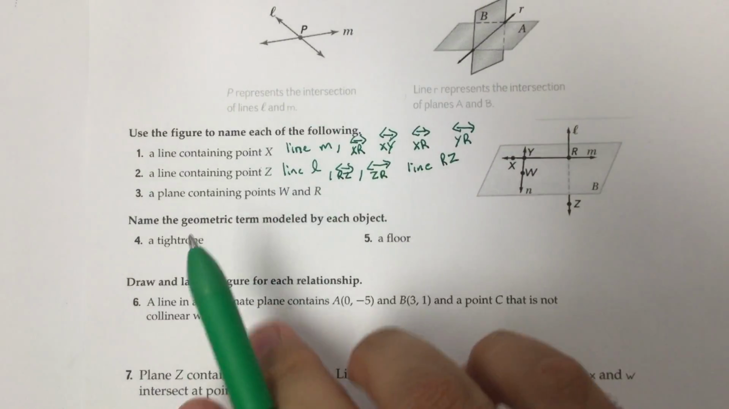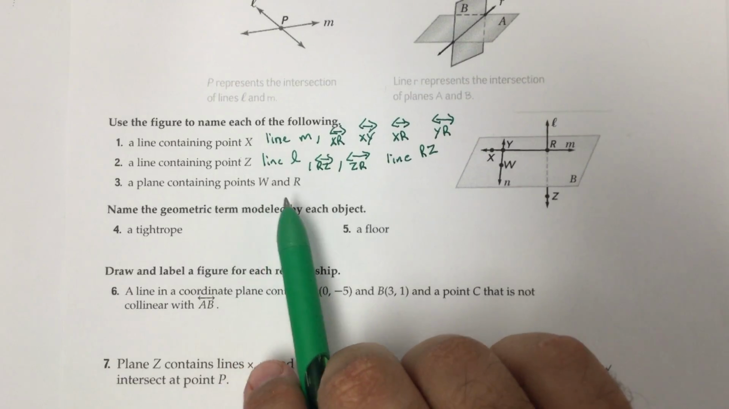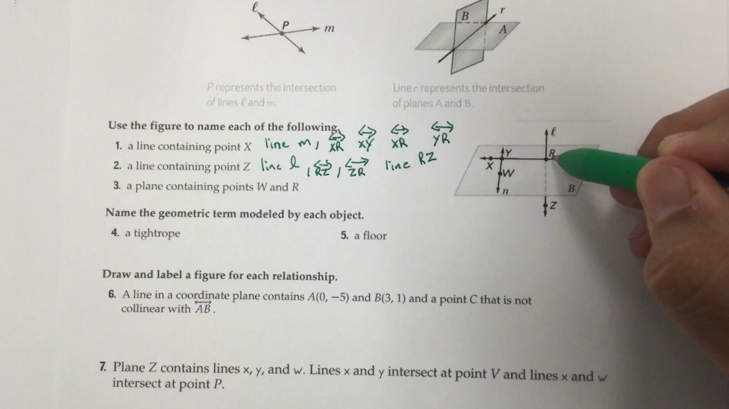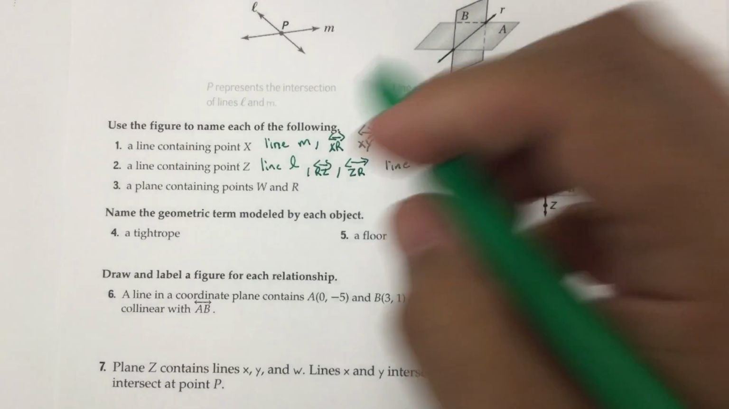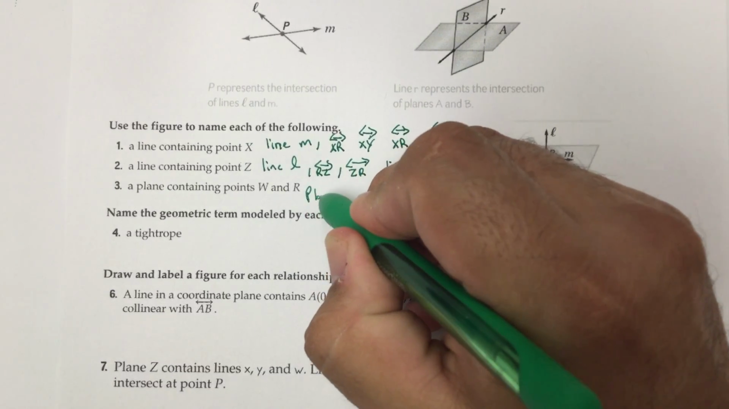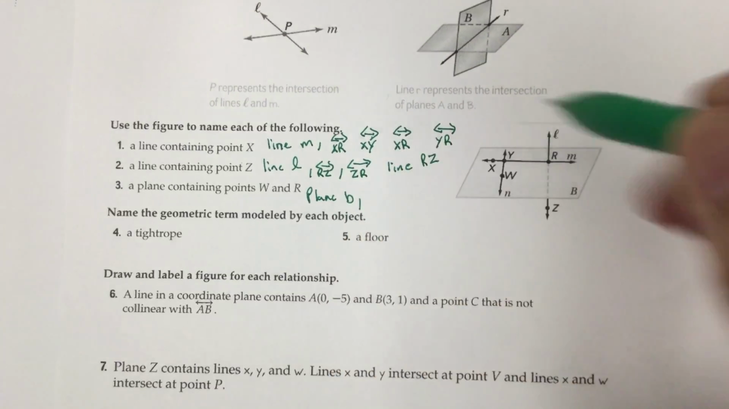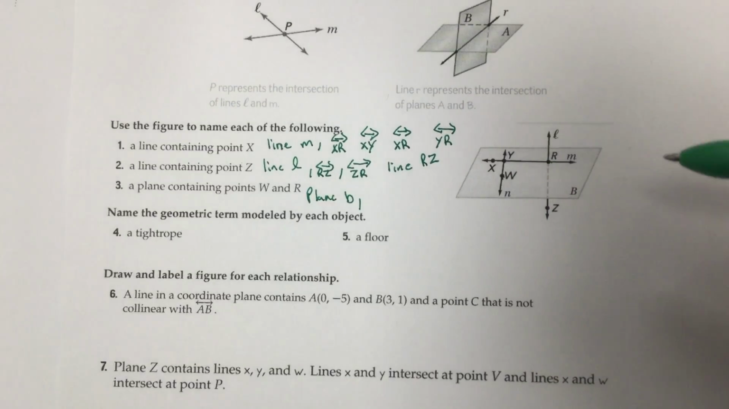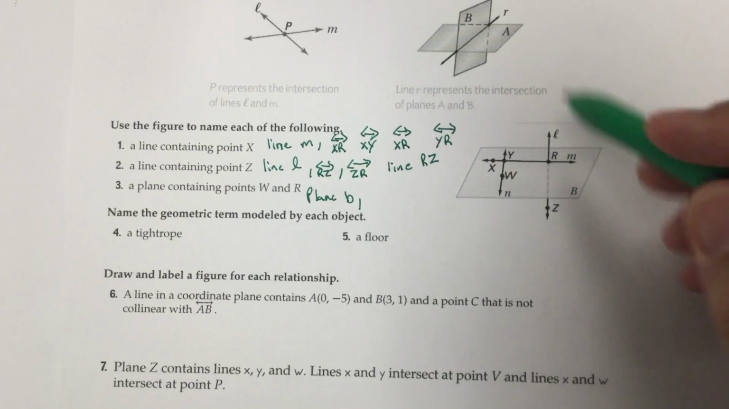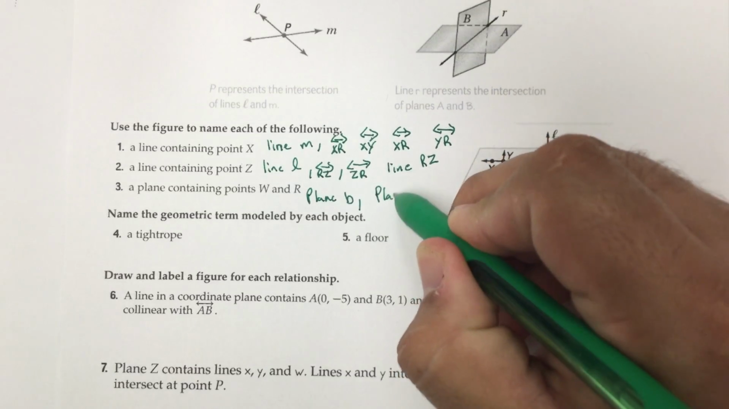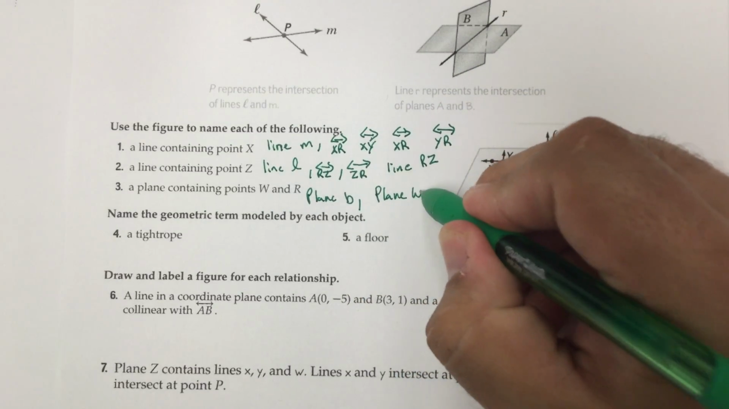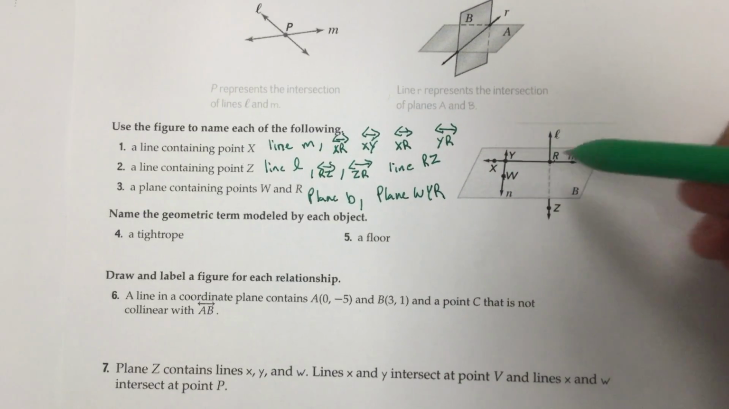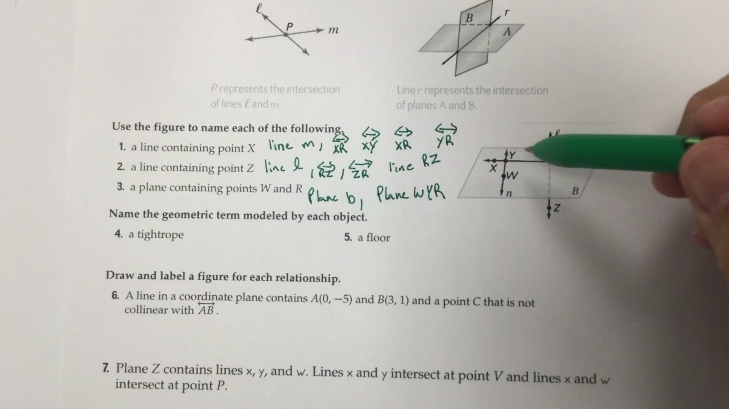Okay, the next thing we want to talk about is a plane containing points W and R. So here's point W, here's point R. Okay, so far I know that plane B is 1 because that indicates this whole one because it has the points X and R. Now, W and R. Well, I can also call this plane WYR. Notice it's 3 capital letters. W, Y, and R are all on the same plane.